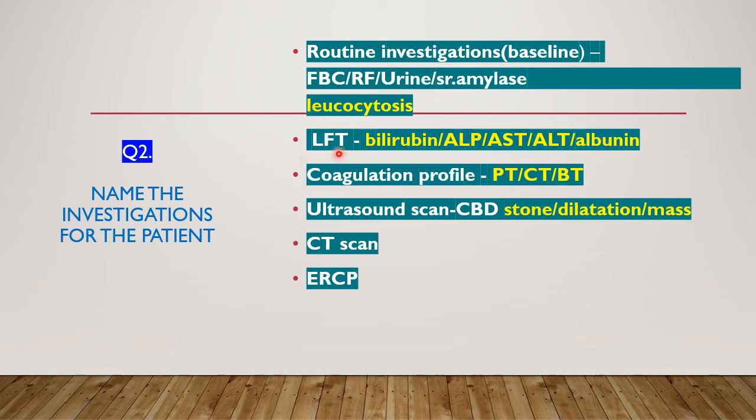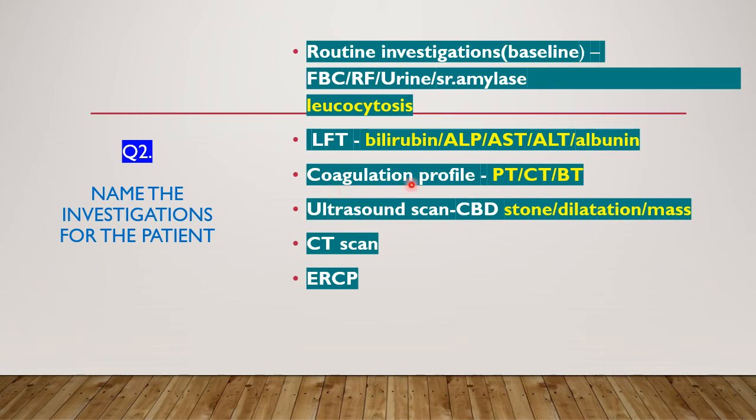For the liver function test, which is more specific for this patient, we will look into the bilirubin, the conjugated and unconjugated, which will confirm the diagnosis of obstructive jaundice. Alkaline phosphatase will also help to determine whether it's obstructive or non-obstructive. The AST and ALT are important enzymes that must be done to diagnose acute hepatitis as a possible cause, and of course the albumin level.